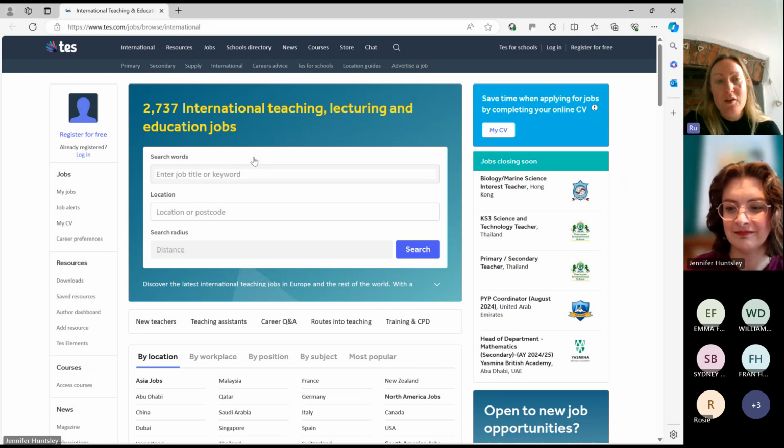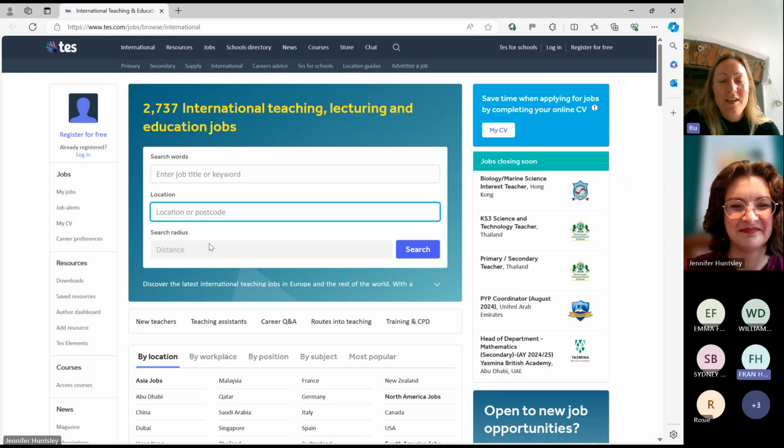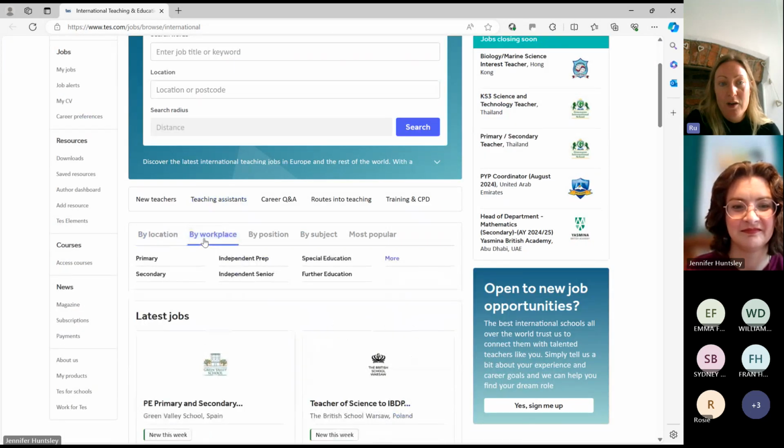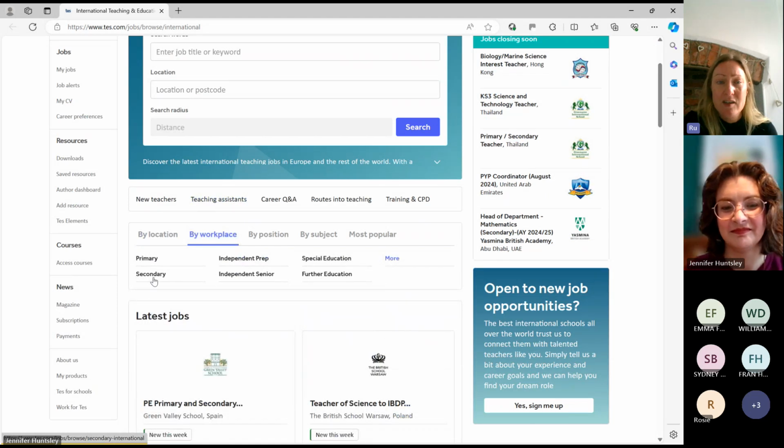So you can see at the bottom of this, you can search by location. If you've got a particular area that you want to explore or teach in, you can do that. You can also search by workplace. So you can look for primary school specific, early years, special education, or further education, but there aren't many further education specific sites just advertising on here.